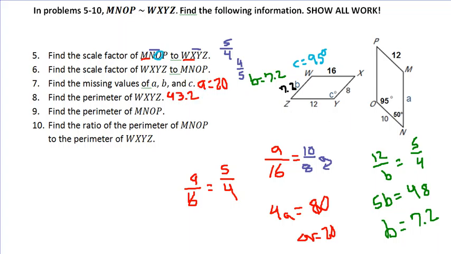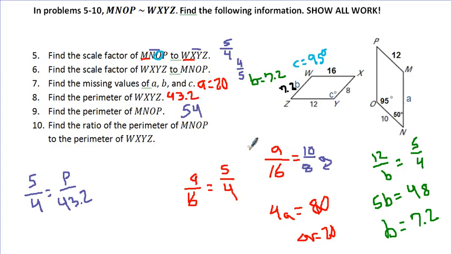So now we need to find the perimeter of MNOP. We want to remember that perimeter follows the same scale factor. So that scale factor, 5 over 4, of MNOP to WXYZ will follow the same pattern. We don't know what the perimeter of MNOP is. We do know WXYZ, though, is 43.2. So when we multiply those out, we would have 43.2 times 5 equals 4p. Divide both sides by 4, and we'll get our final answer of 54.